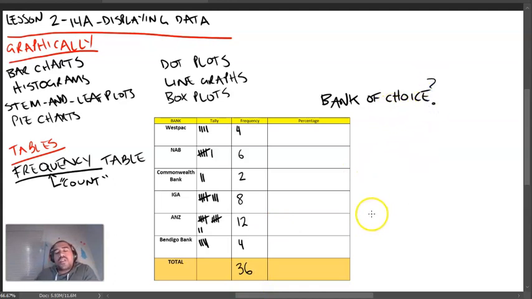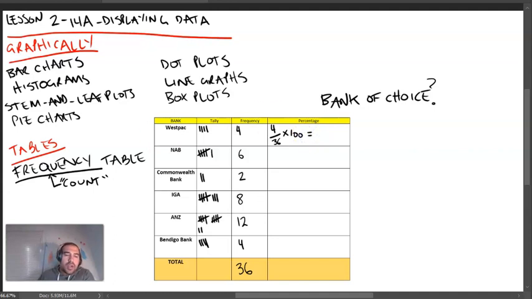So, once you've got the total, the last thing we want to obtain is the percentage. And the percentage is going to be out of 36, because 36 people were asked this question. How you work out the percentage is the following. It's the frequency of the category of choice on the top of a fraction, over the total amount, which in this case is 36. And you just simply multiply this by 100. Okay? So 4 over 36 times 100.